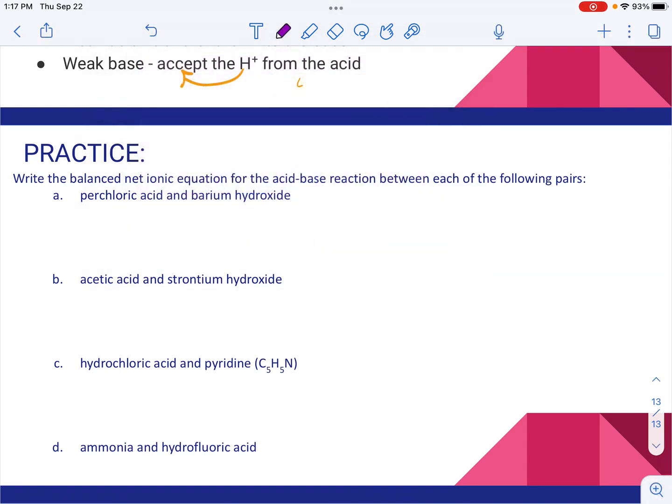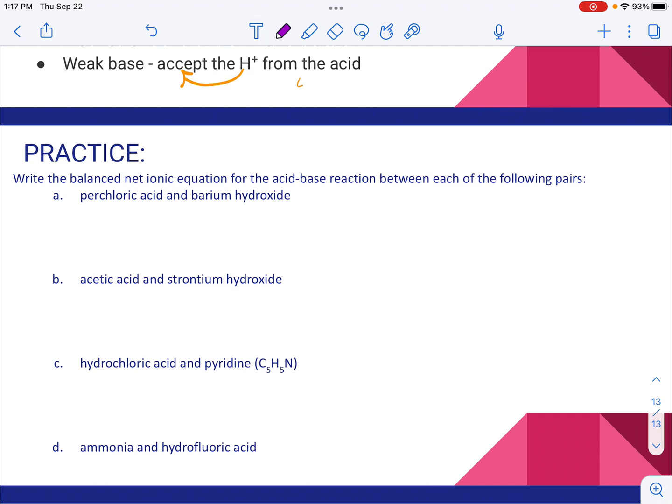Okay, so let's do this together. I'm going to model how you should be identifying this. I could do it as a big molecular equation first and then separate my strong acids and bases, leave together my weak acids and bases, and separate my soluble salts. Maybe it would be a good idea for me to show you that, but right now I'm going to show you the shortcut.